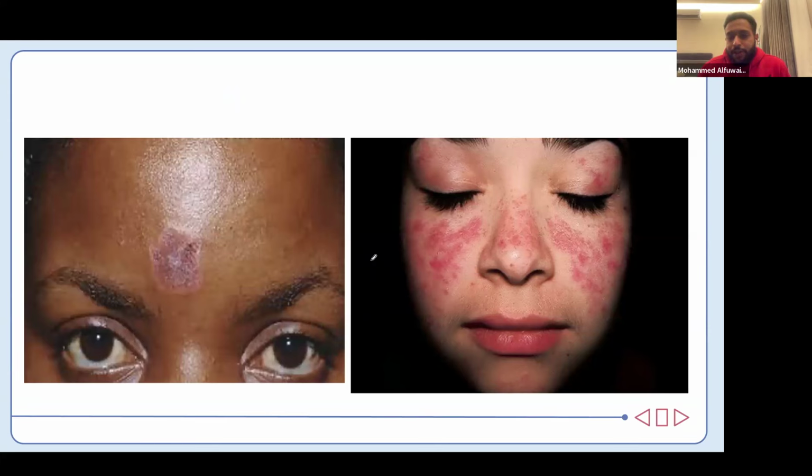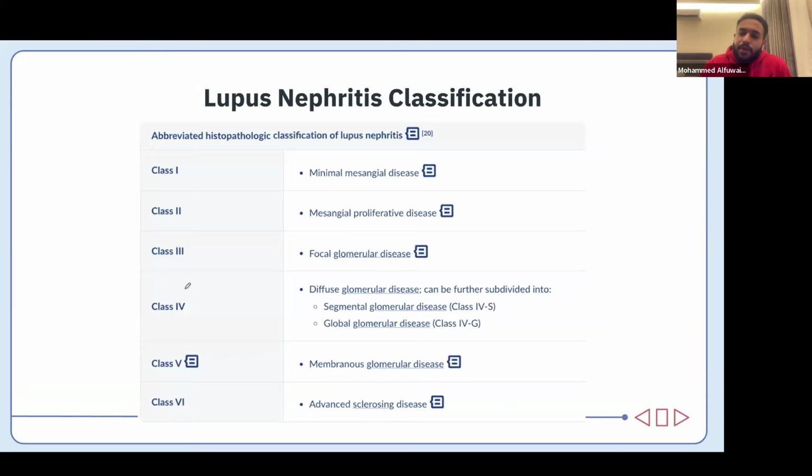Now, we took this last block. If you have a patient with malar rash, or a discoid rash, with arthralgia, serositis, anemia, what do they have? SLE. Good. Now, SLE can affect the kidneys in around 50 to 70% of cases. And this is what we call lupus nephritis.